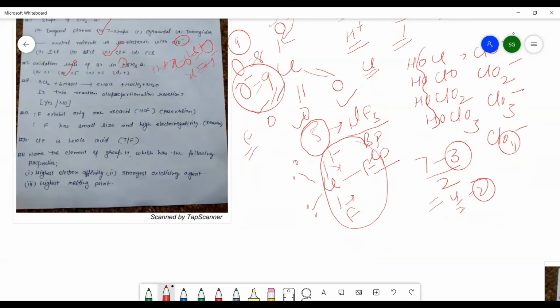Now the next question 8. 3Cl2 plus 6 NaOH gives 5 NaCl, NaClO3 plus 3 H2O. Is this reaction a disproportionation reaction? You know well.